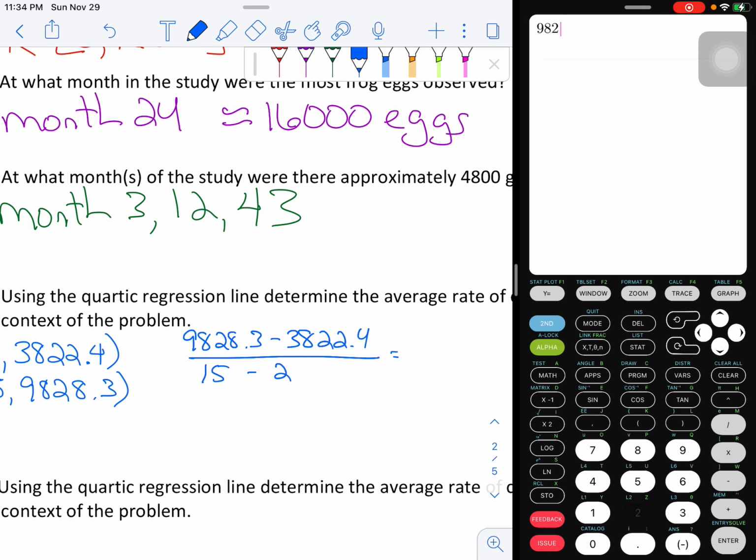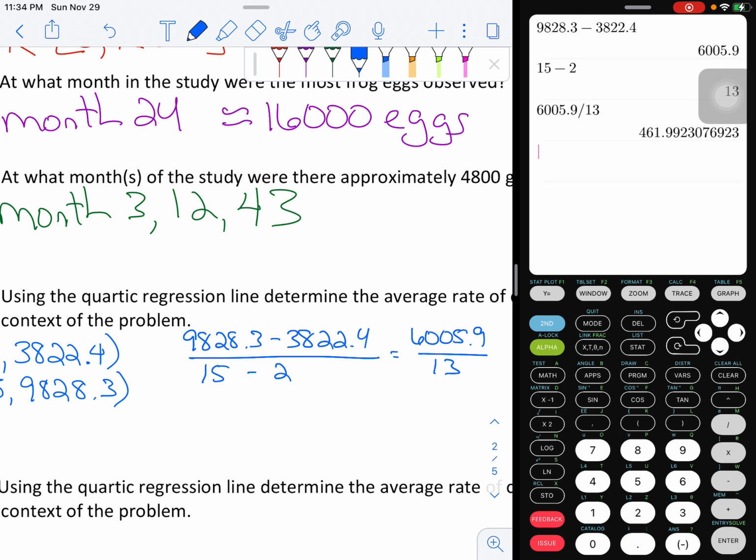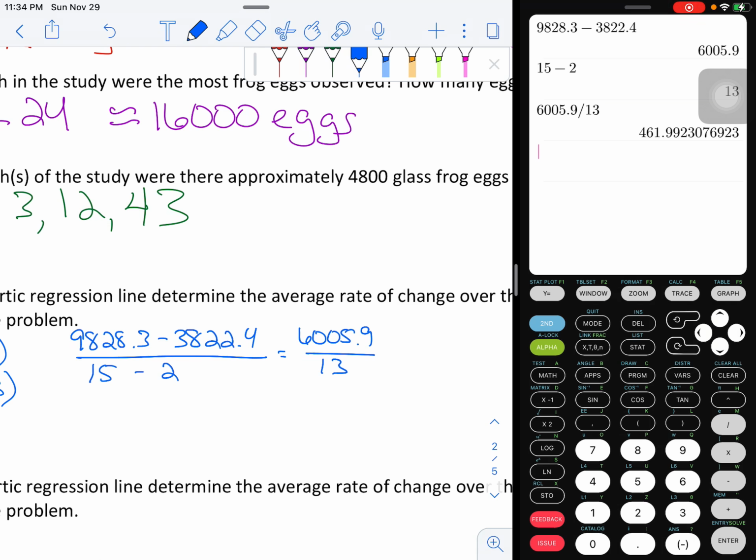So let's see, 9,828.3 minus 3822.4. Okay, so that gets me 6,005.9 over 15 minus 2, which is going to be 13. So now if I divide these two, divided by 13, I'm going to get something approximately 460. I'm going to go ahead and round that to 462.